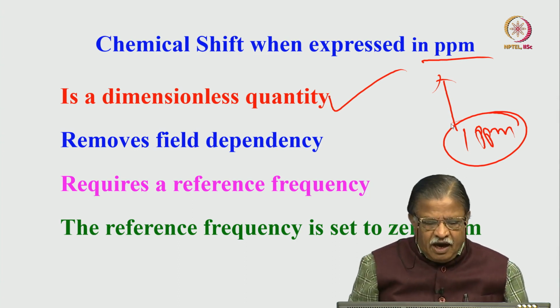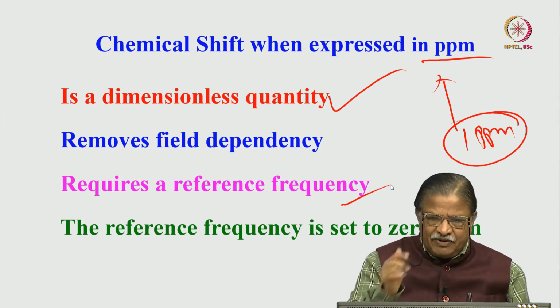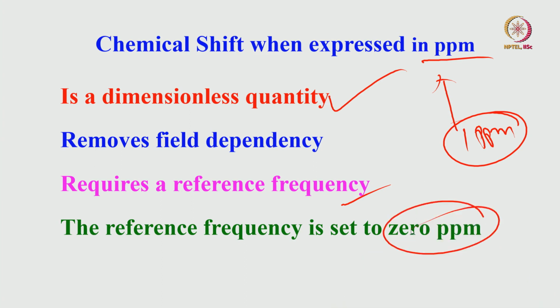So, there is no field dependency, completely it is removed when you express the chemical shift in parts per million, ppm. Of course, it requires a reference frequency, and the reference frequency is always set to 0. With respect to that, all other chemical shifts are measured.